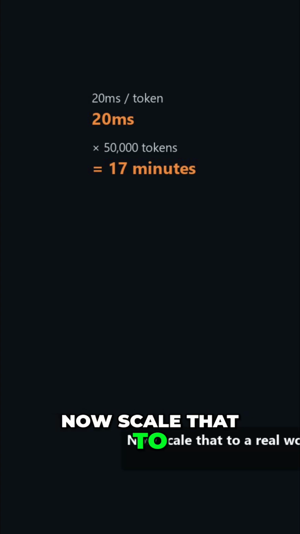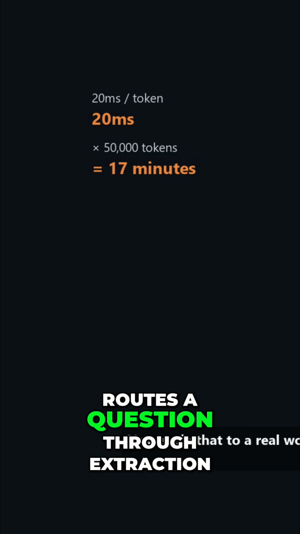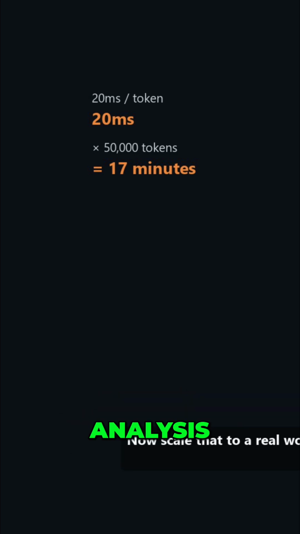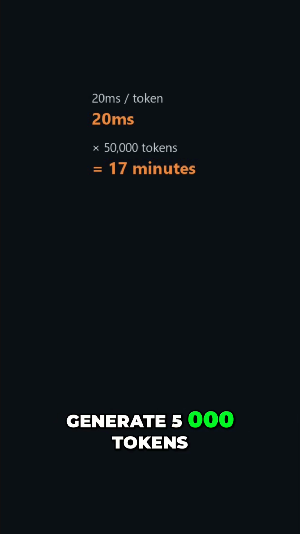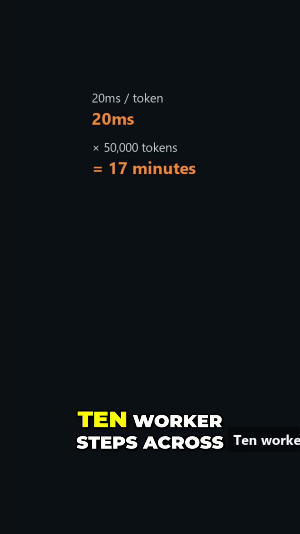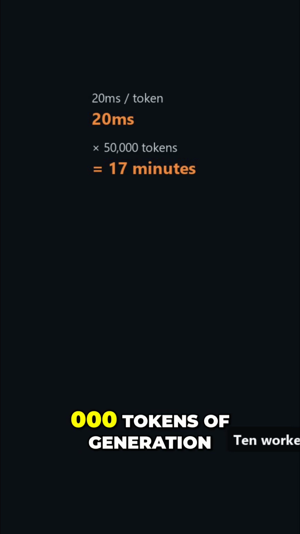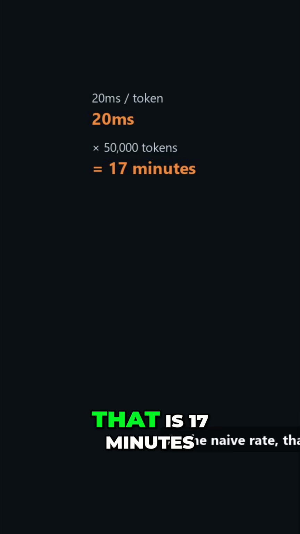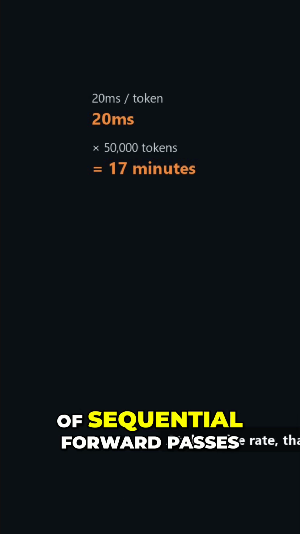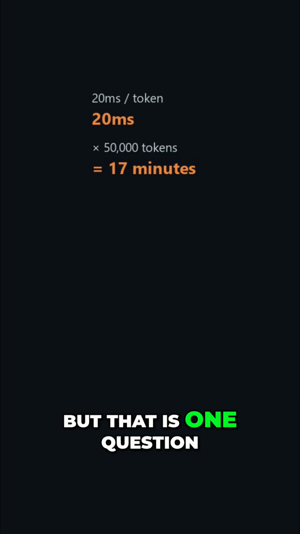Now scale that to a real workflow. A legal matter pipeline routes a question through extraction, analysis, contradiction checking, and synthesis. Each worker step might generate 5,000 tokens. 10 worker steps across a matter produces 50,000 tokens of generation. At the naive rate, that is 17 minutes of sequential forward passes just to produce the output. But that is one question.